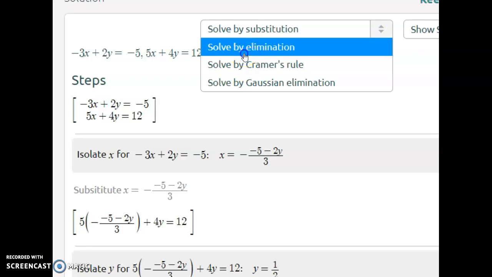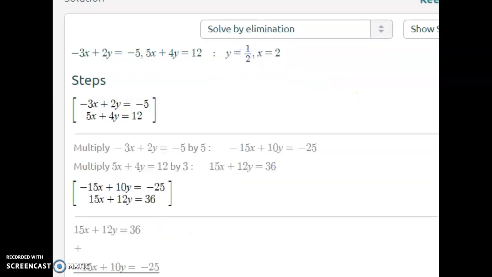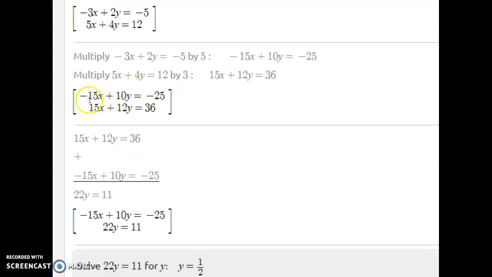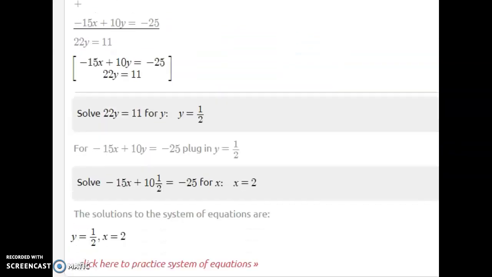So let me click, nice, solved by elimination. So there we go. Oh, look at that. They do it exactly like they do it in the book, right? Negative 15x, multiply this by 5, multiply this by 3, and then do the other one over here. All right, and then they come up obviously with the same solution, 1/2 and 2. Okay, one more, which is obviously Desmos, right?